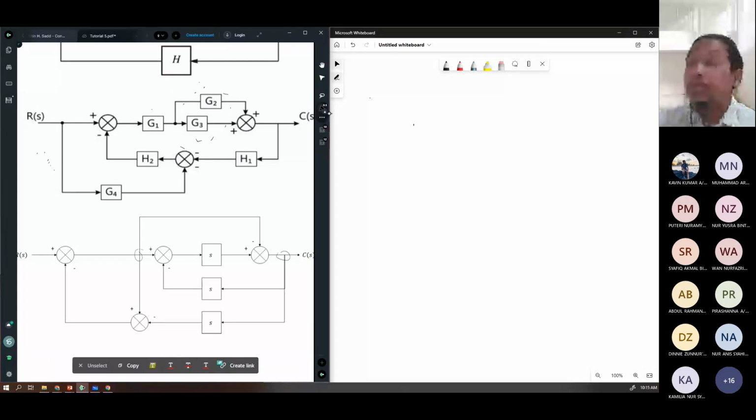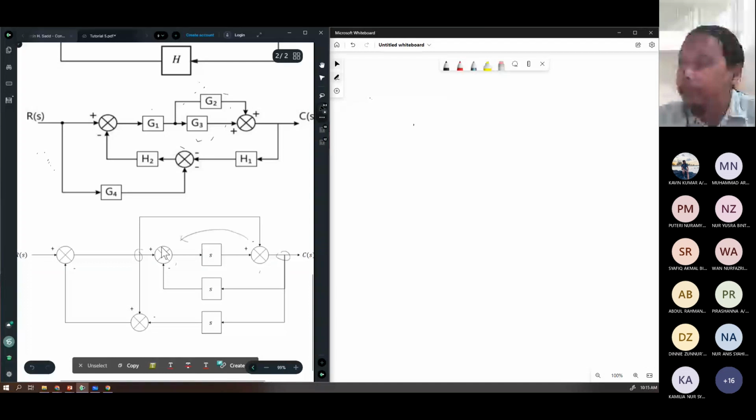So the only step left is to shift the summing junction. We can shift this summing junction or this summing junction. I prefer shifting this summing junction to the left, because we follow the general rules. But you can also shift this to the right, but then the calculation will be slightly different. So let's shift this to the left.